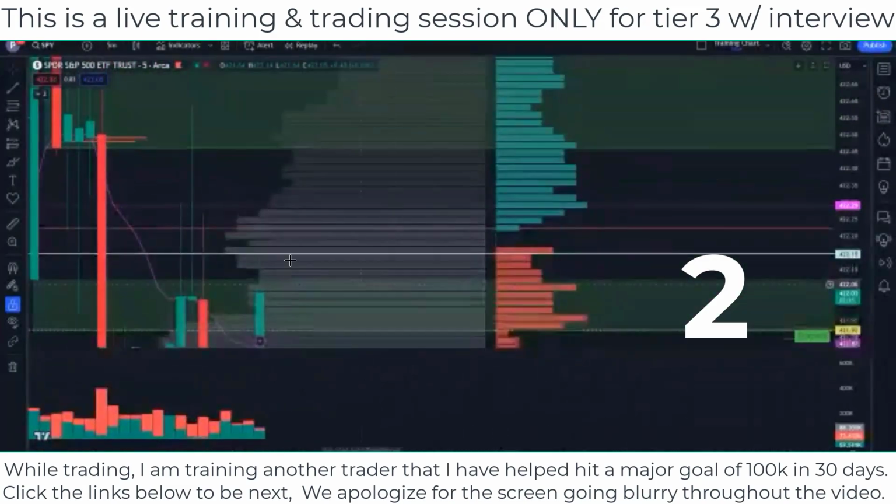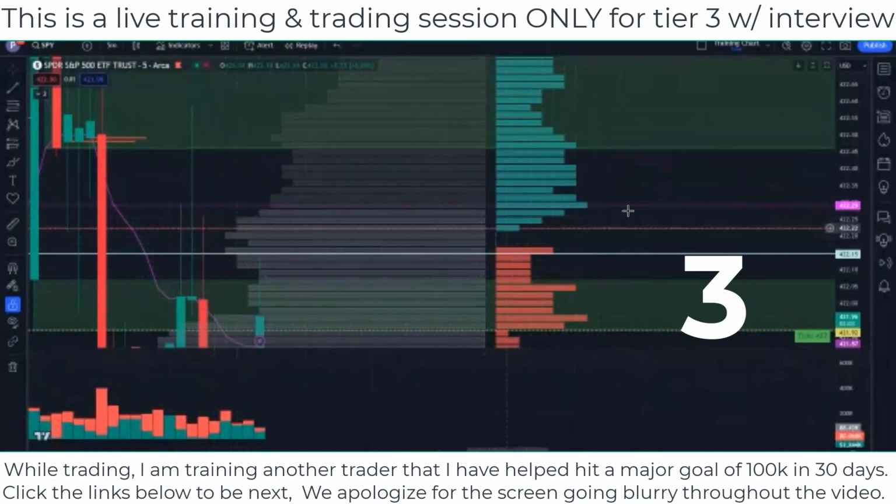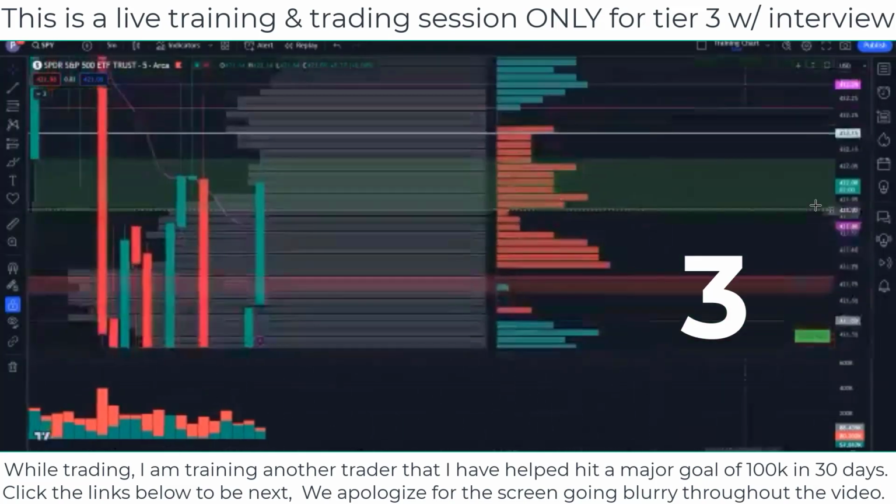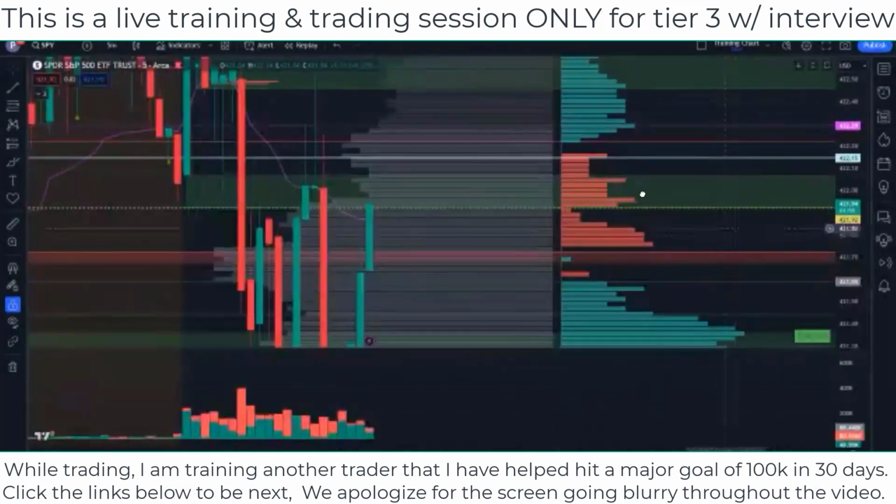Would you look at where we hit to the T? See that? Right there at our level. Would you also look at how the volume is right there at our level? When you see these things, and you also look, there's another area of interest here. When you see all these things line up, then you know your readability of the market is on point.